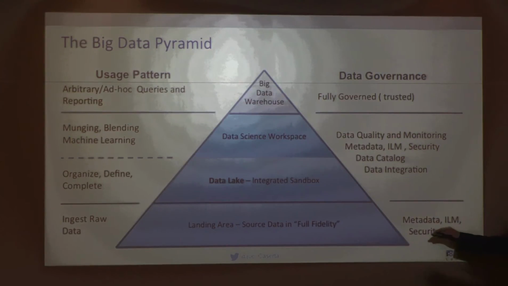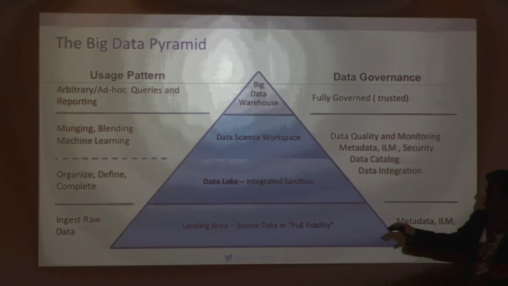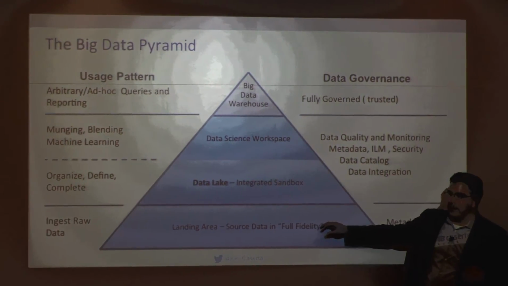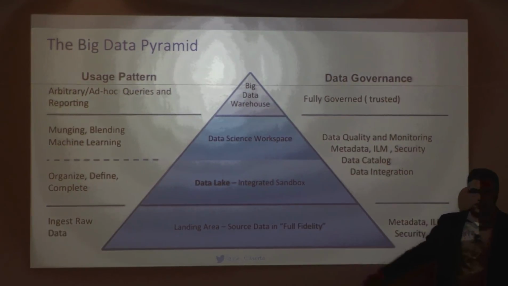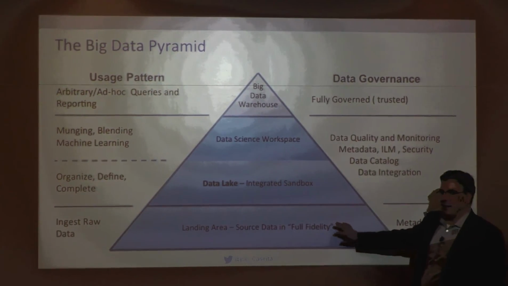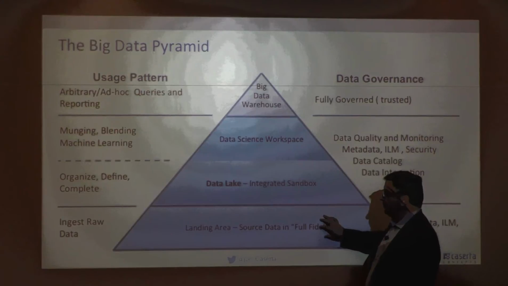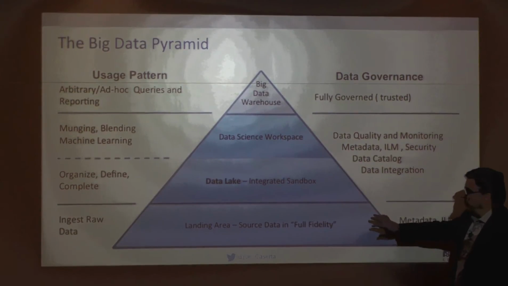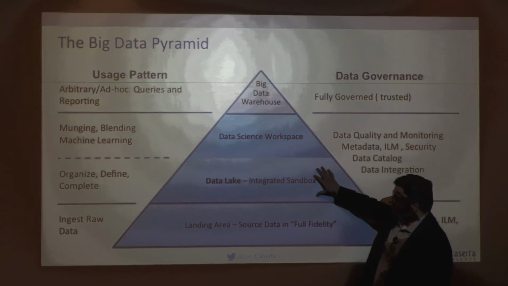So the bottom layer is just purely for landing. Anything we receive in its raw form, it stays here. And we can always go back for auditability and traceability to figure out where our data came from and what it looked like when we received it. It stays here. From here, we bring it into the data lake.